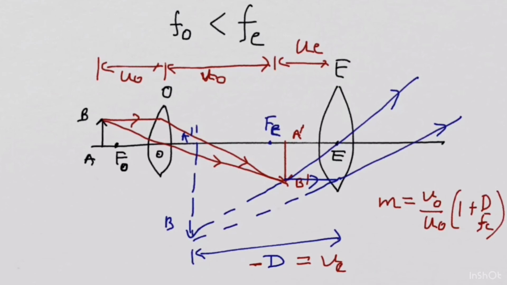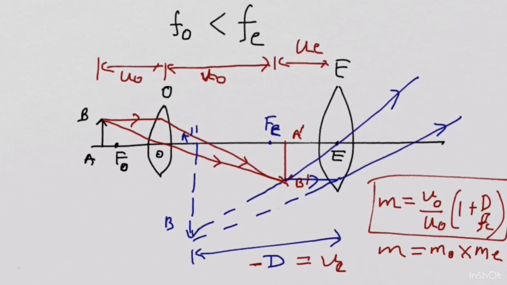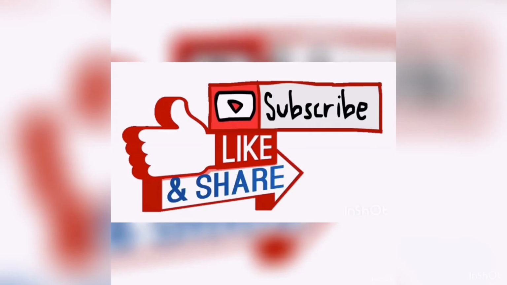Right? Anytime you can write magnification as MO into ME. Here the second lens, the eyepiece, acts as a simple microscope. Simple microscope has the magnification 1 plus D by FE. Remember this important condition: FO should be less than FE. So here you can make a simple diagram of a compound microscope.